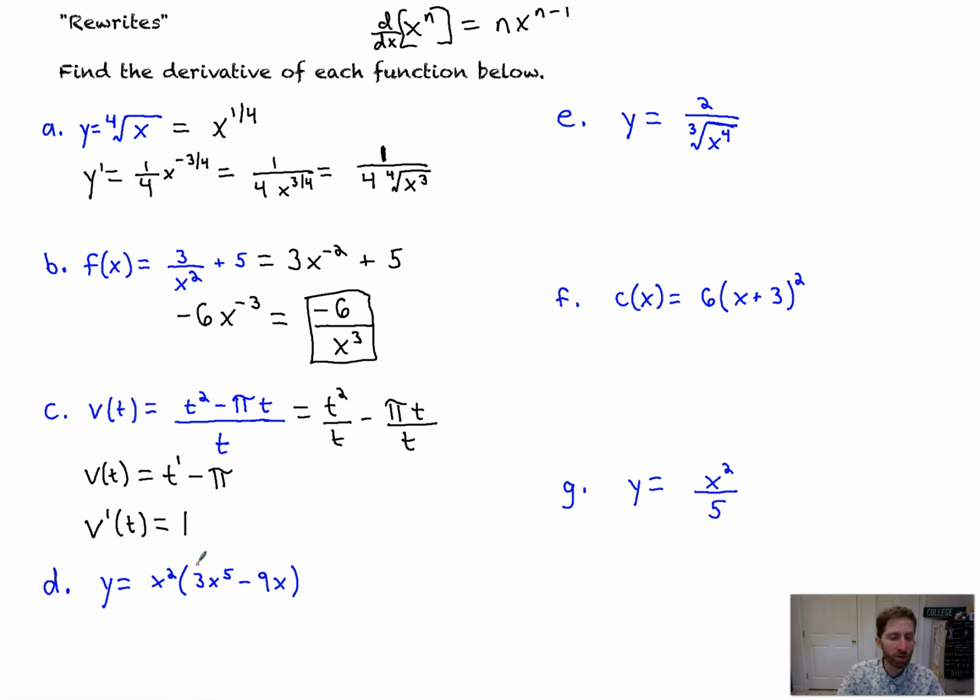We must do the latter. We've got to distribute first. So I'm going to distribute as my manipulation. That's my rewrite. X squared times 3x to the 5th is 3x to the 7th, right? We're adding 2 and 5. When we have the same base, we add the exponents.